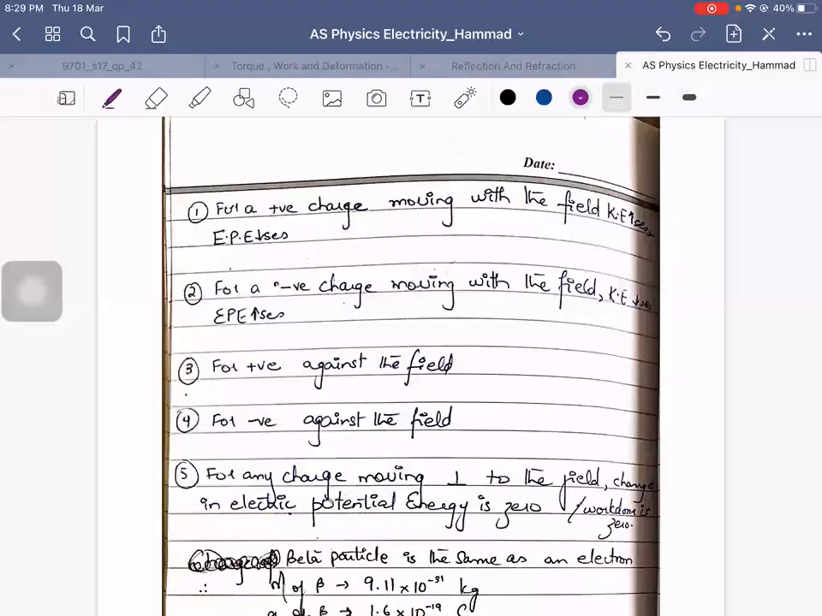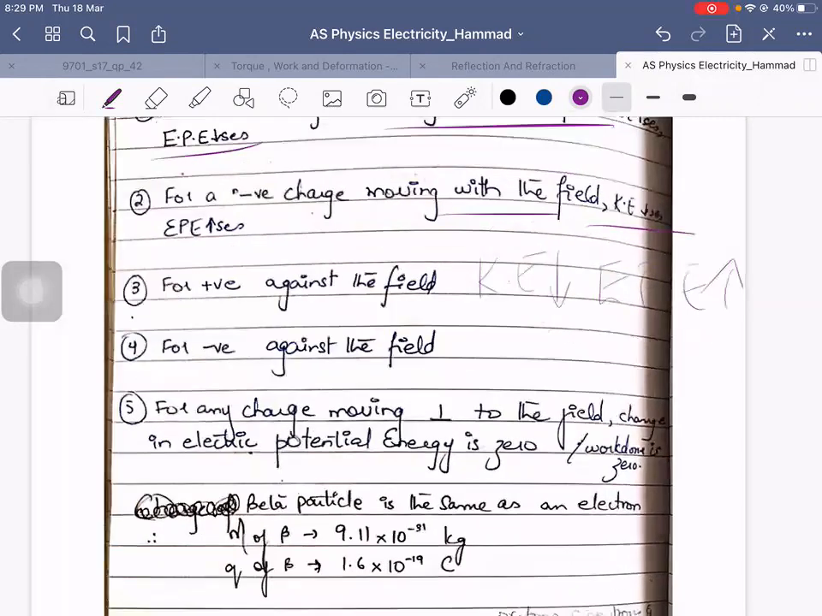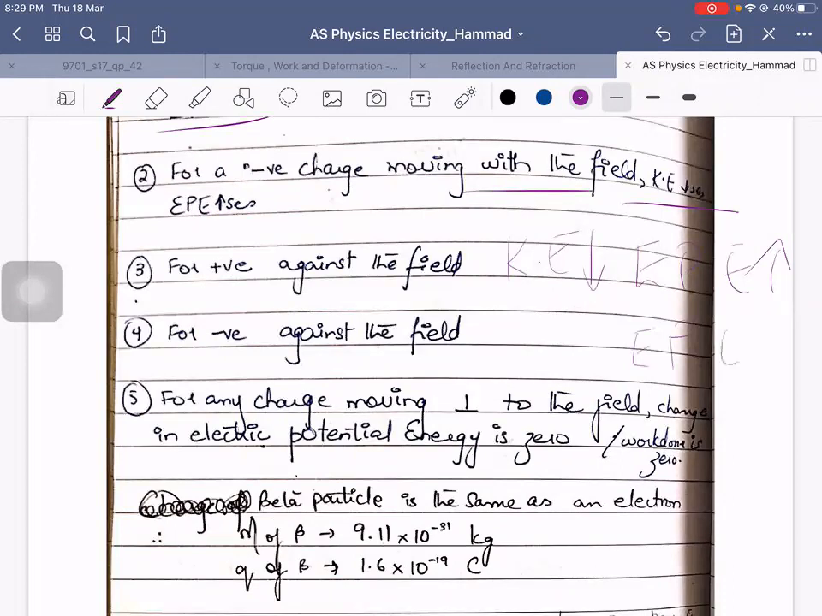For a positive charged particle moving with the field, the kinetic energy will increase, however, the electric potential energy will decrease. For a negative charged particle moving with the field, the reverse case happens, the kinetic energy decreases, however, the electric potential energy increases. For a positive particle against the field, the kinetic energy decreases and the electric potential energy increases. And the reverse happens for the negative charged particle.